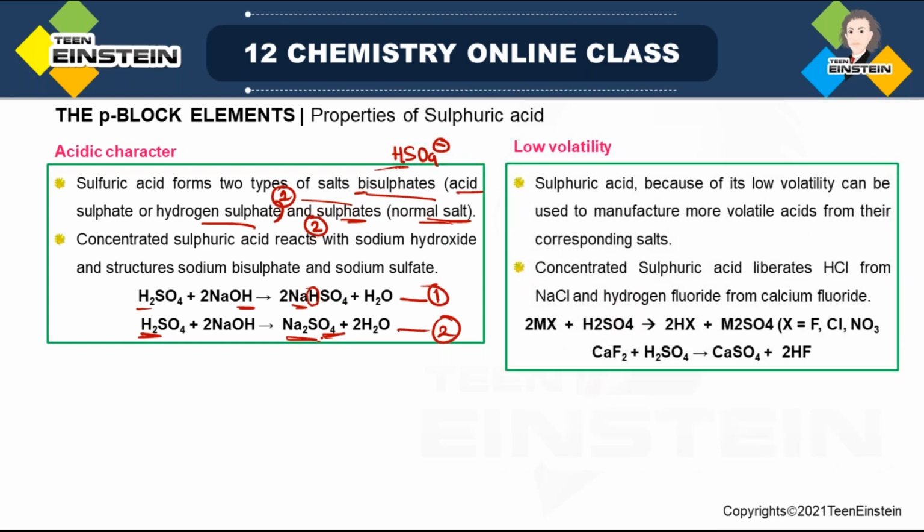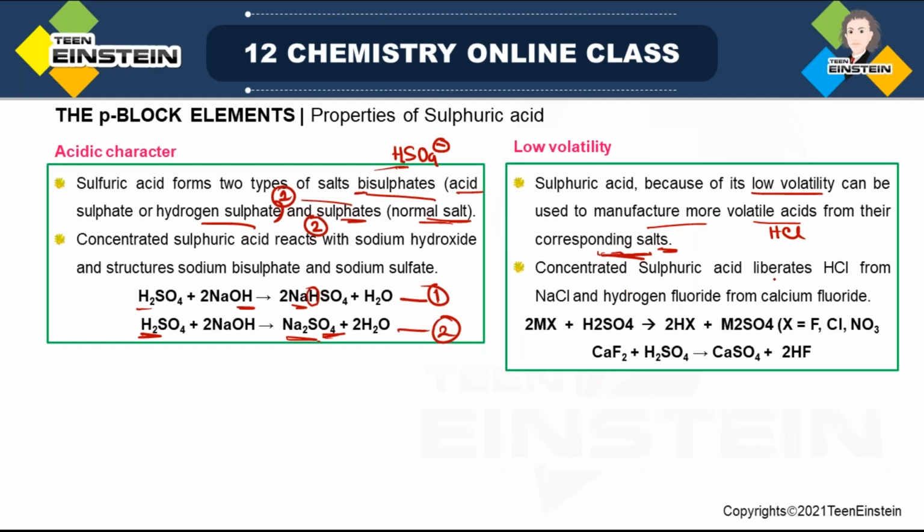Low volatility property, how can we utilize it? Low volatile, that is, it will not easily evaporate. Because of its low volatility, it can be used to manufacture more volatile acids, to prepare some other volatile acid from their corresponding salt. That means if you are preparing HCl, obviously you have to take some salt where chloride is present. And how can we do so?